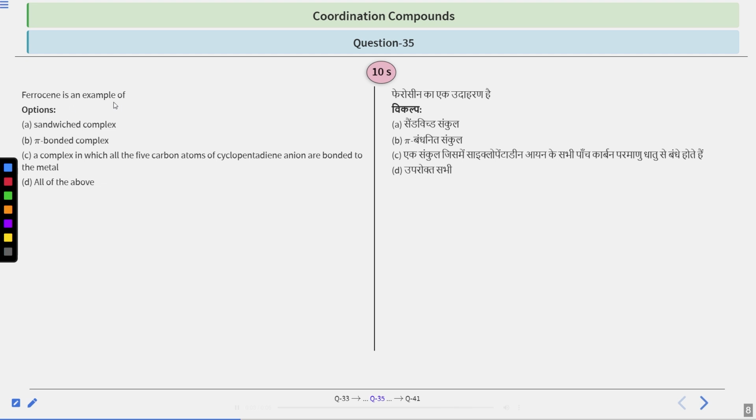Ferrocene is an example of. So, ferrocene is a compound. We have to tell the example or the word which is correctly used for ferrocene. Like, ferrocene is an example of which category? Options are sandwich complex, pi-bonded complex, a complex in which all the 5 carbon atoms of the cyclopentadienyl anion are bonded to the metal, or all of the above. So you have 10 seconds to think about this question. After that, we will see the answer.